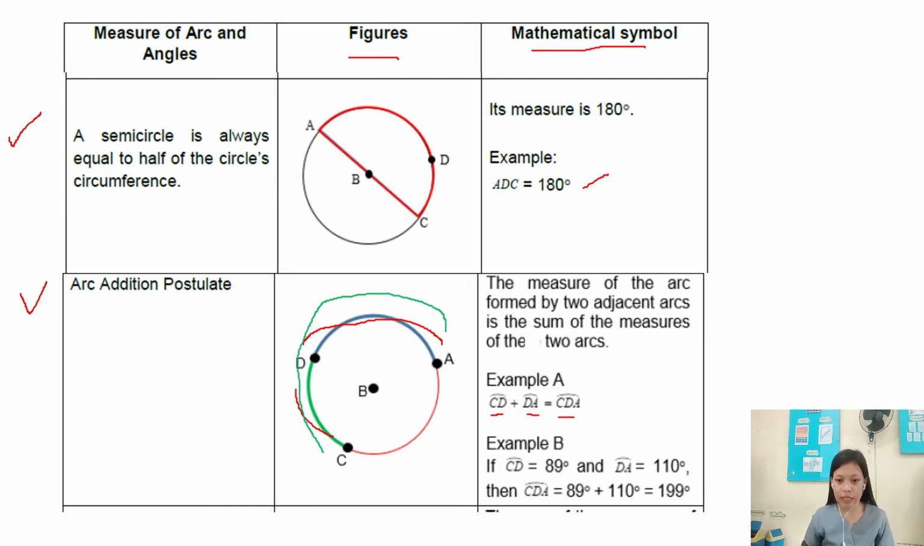Here we have an example B. If arc CD is 89 degrees and arc DA is 110 degrees, then arc CDA is equal to 89 plus 110, which is equal to 199 degrees.